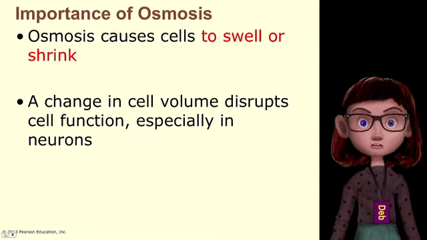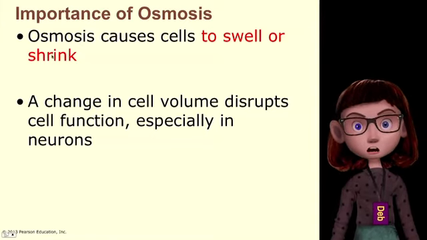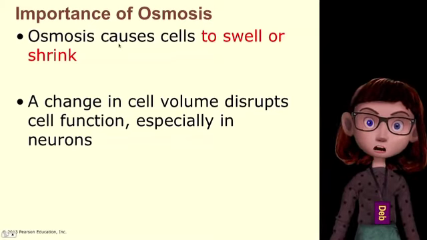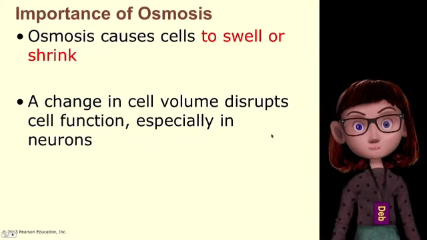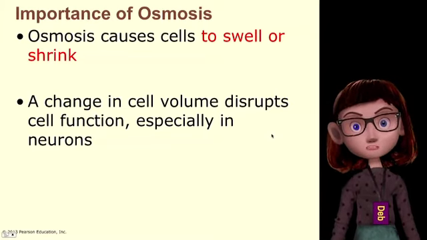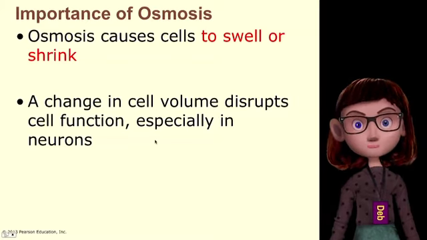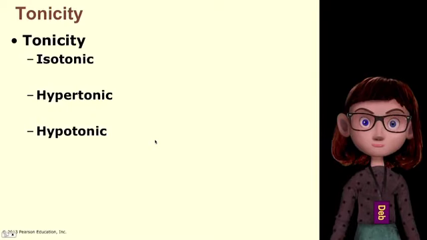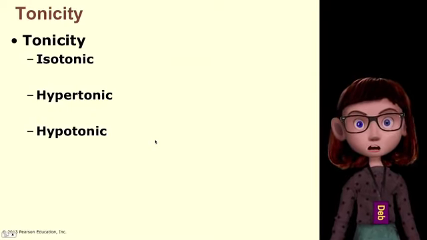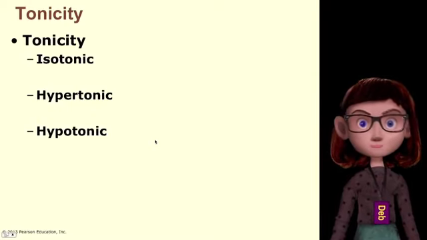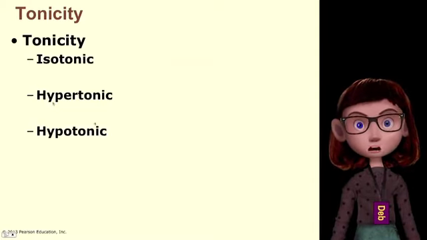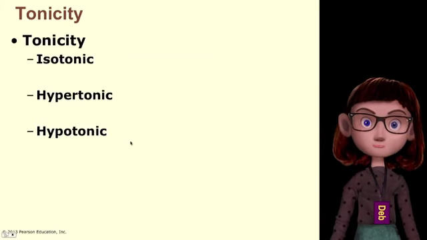This is really important in the body because osmosis will cause living cells to swell or shrink depending on what type of fluid that they are surrounded with. A change in cell volume either way will disrupt cell function, especially in neurons. There's a few terms here that are associated with osmosis, and it's called tonicity. Isotonic, and we're going to show these in the next figure, isotonic, hypertonic, and hypotonic.